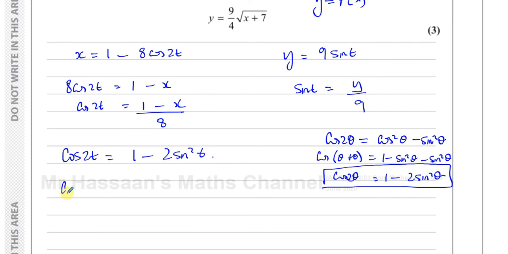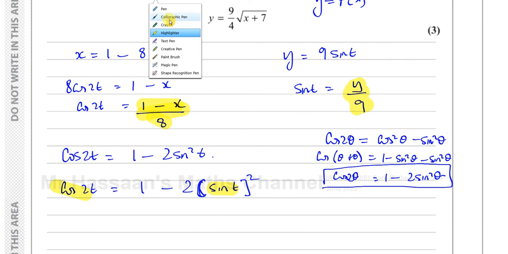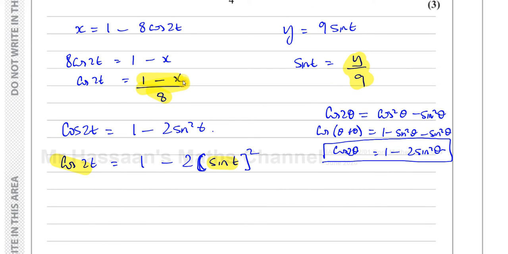Alright, so this is the same as saying cosine of 2t is equal to 1 minus 2, and this sine squared t is the same as sine t squared. These two are the same. That's what this means. So now I can see that cosine 2t is 1 minus x over 8, so I can replace that with 1 minus x over 8. And sine t is equal to y over 9, so I can replace sine t with y over 9. And that way I have eliminated the t from the equation. So instead of cosine 2t, I can put 1 minus x over 8, and instead of sine t, I can put y over 9.